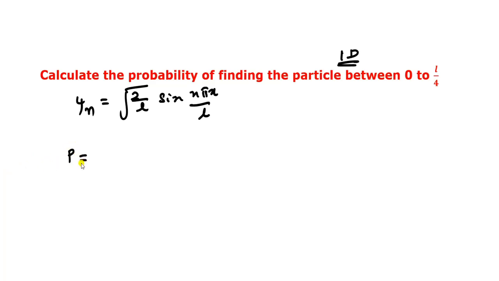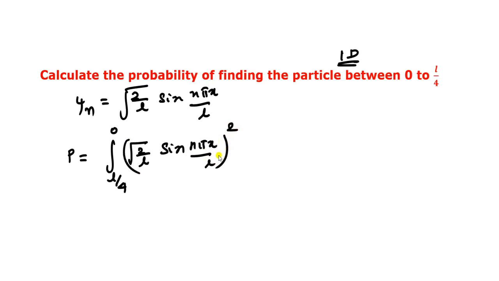That is, probability is equal to the integral with limits 0 to L by 4, and you have to square the value, the integral of psi square, that is 2 by L sine square n pi x by L dx. So this is equal to the integral from 0 to L by 4. This value is taken out, so it is 2 by L, sine square n pi x dx.